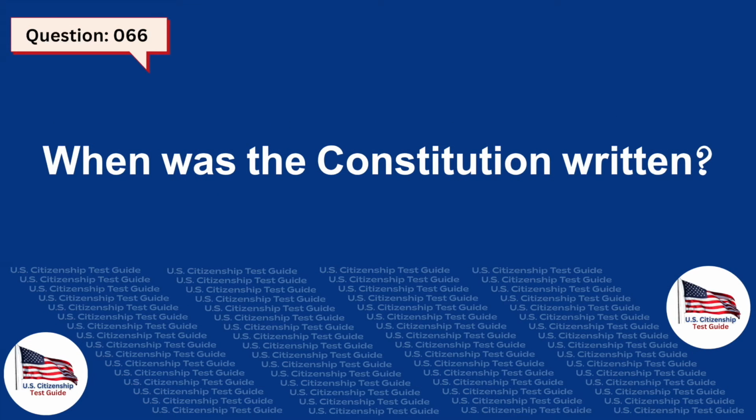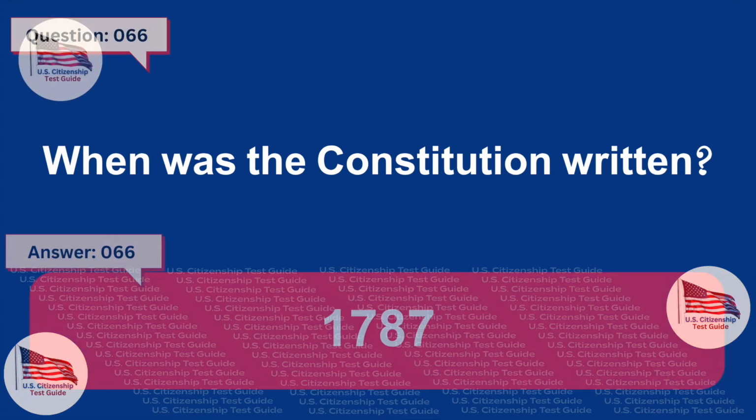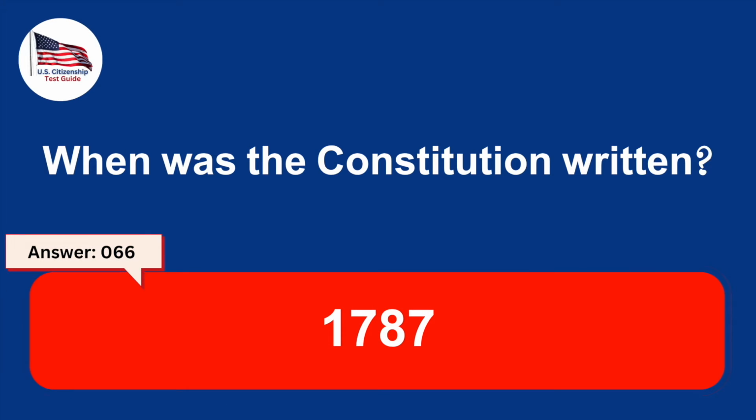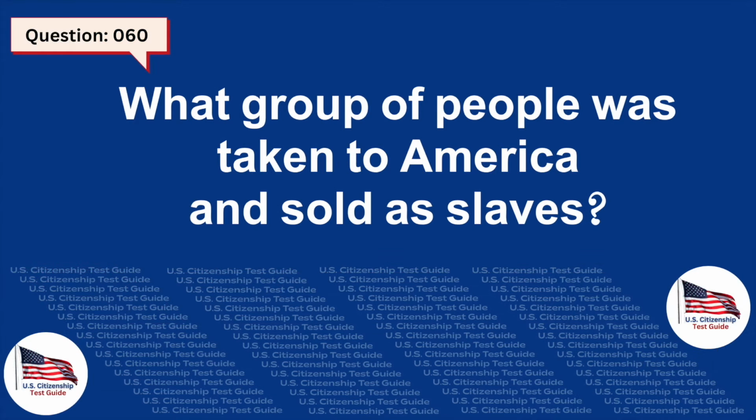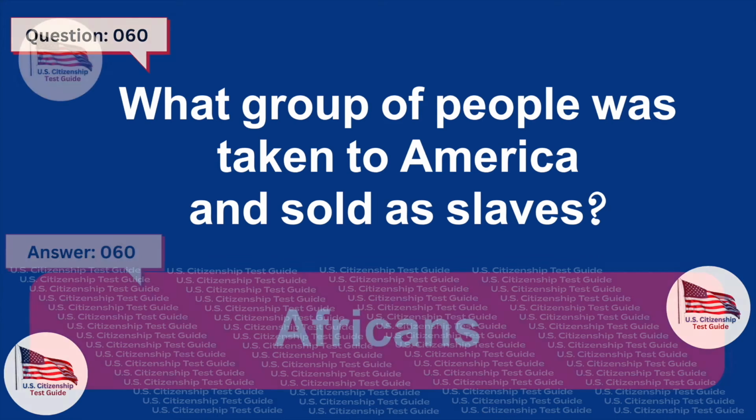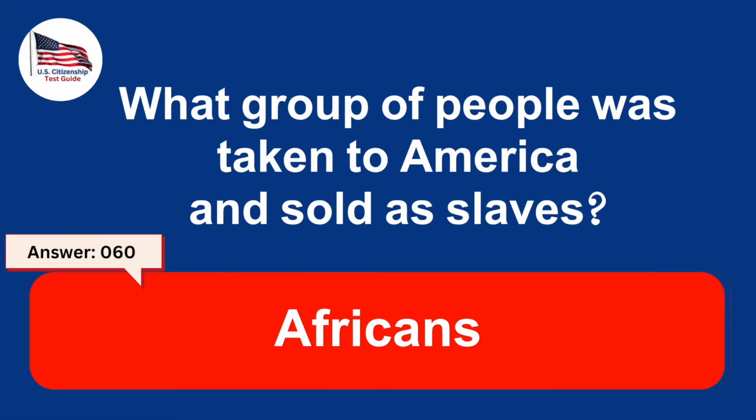When was the Constitution written? 1787. What group of people was taken to America and sold as slaves? Africans.